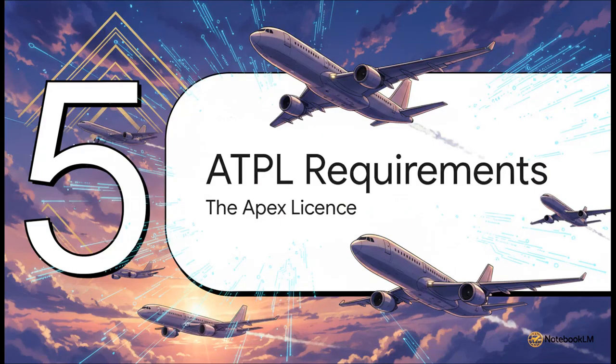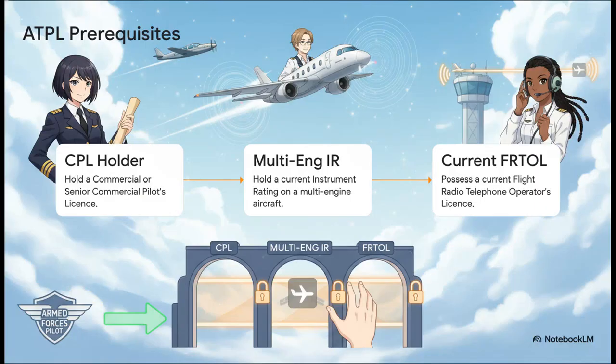All right, on to Module 5, ATPL requirements, the Apex license. The concept of an ATPL application revolves around 3 totally non-negotiable prerequisite gates. In application, you must currently hold, first, a CPL or senior CPL, second, a current instrument rating on a multi-engine aircraft, and third, a current FRTOL. Missing literally any one of these means your application is automatically disqualified.